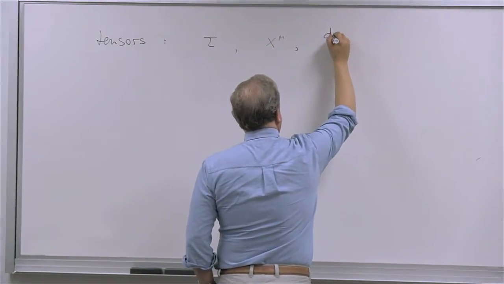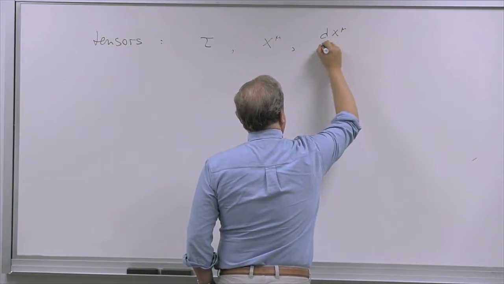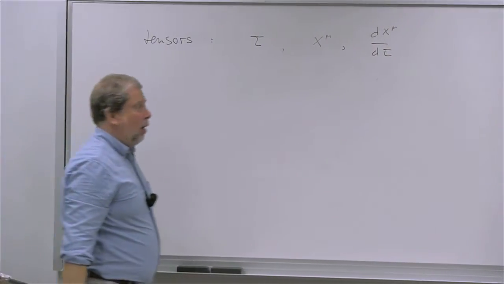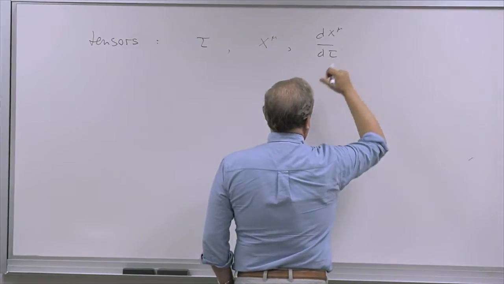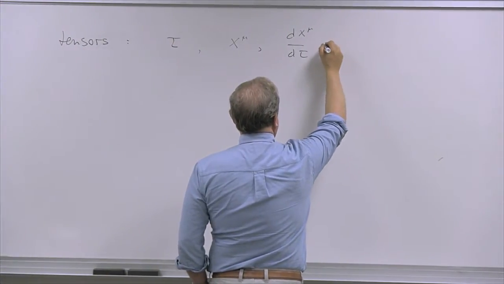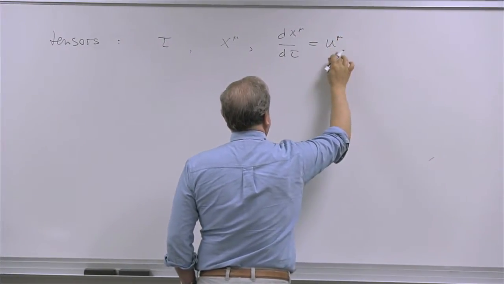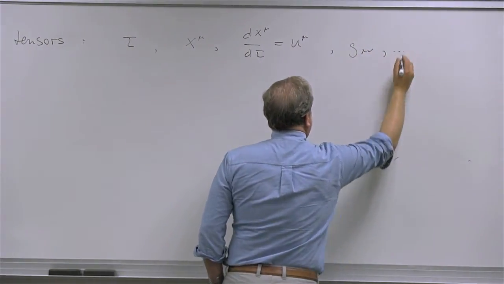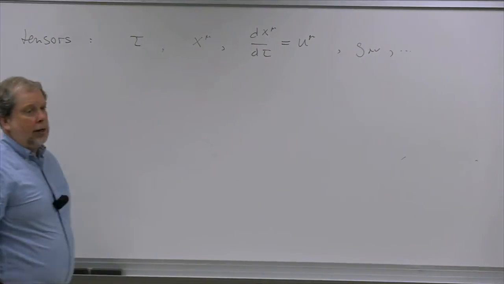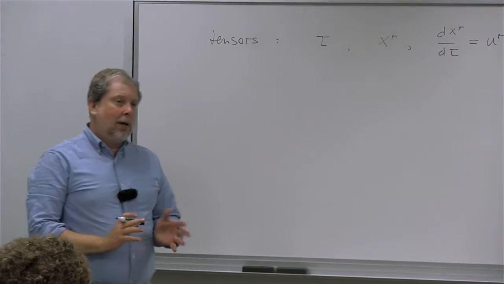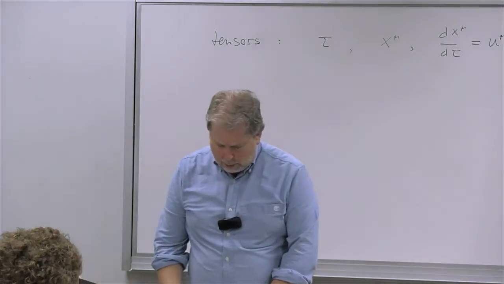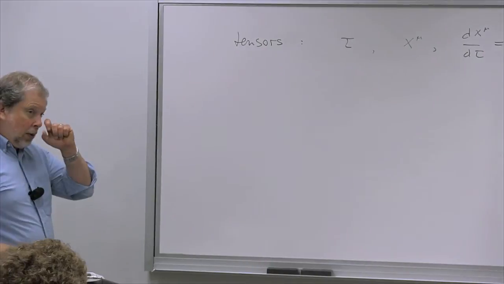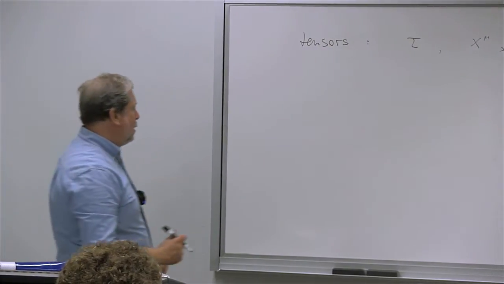Let me mention another case, which is dx mu by d tau. This is also a contravariant vector, and this would be the 4 velocity, what we refer to as the 4 velocity. And we learned that the metric is a tensor, and there are a few more. So we have already a rather limited list of things that we can write down, which we know are tensors of one form or another. And so now we want to learn how we can combine these things.